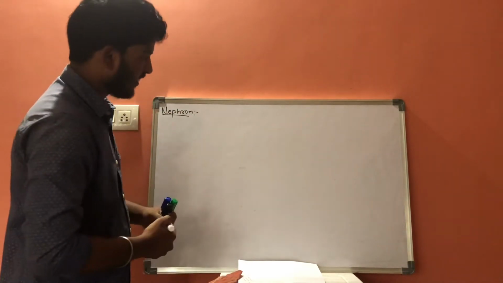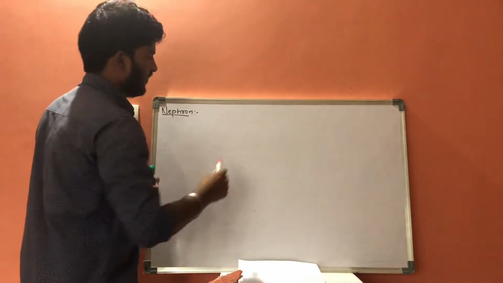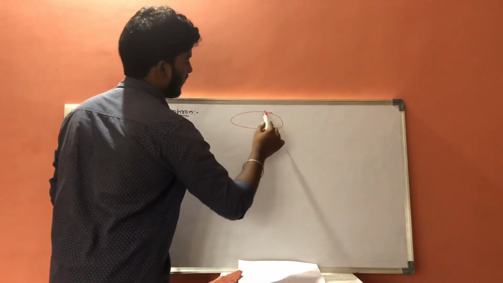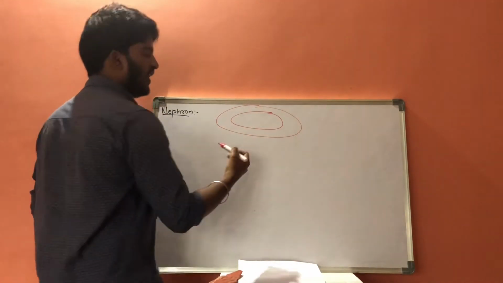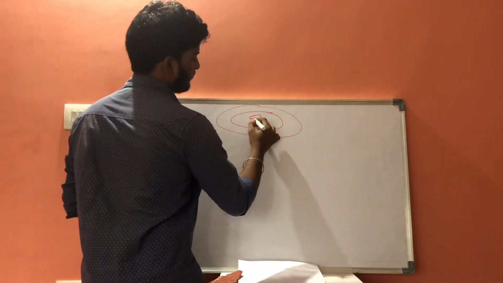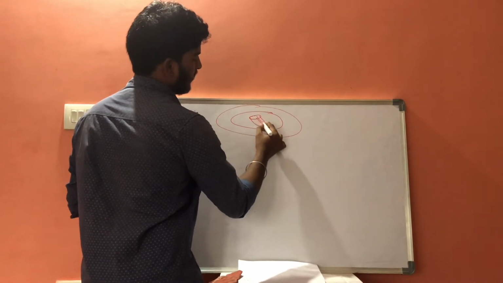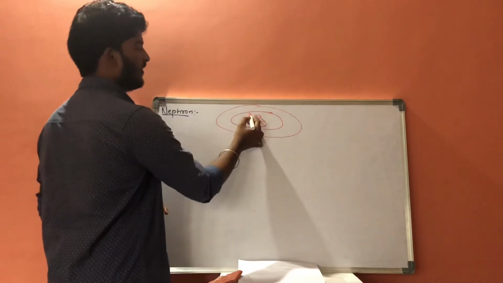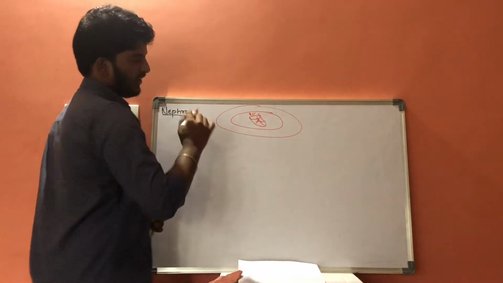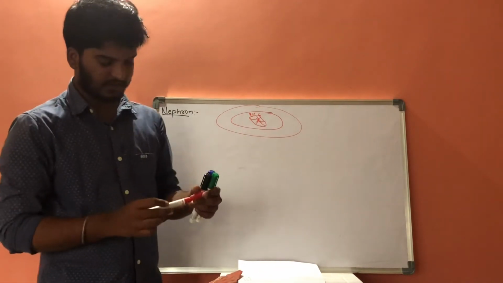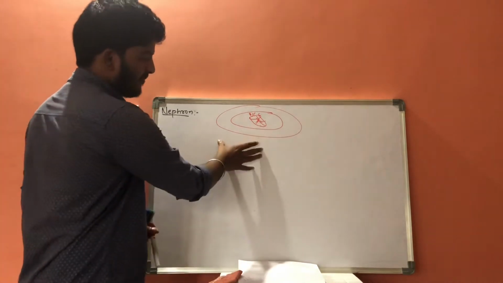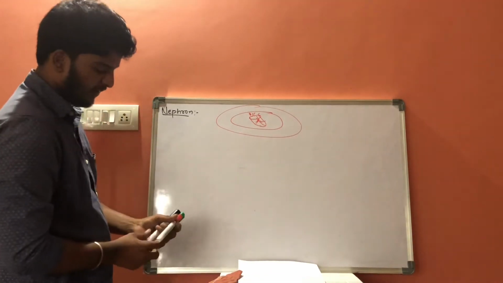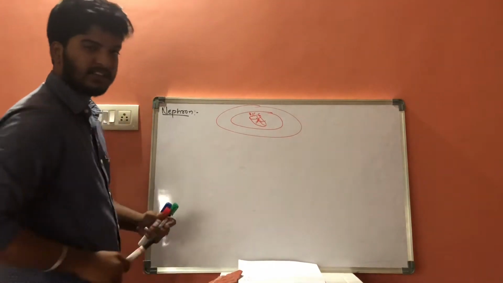Now let us consider, as our body is small, this is our cardiovascular system, and this is our heart. Inside it consists of blood. So from the cardiovascular system, the blood will be reaching the kidneys.